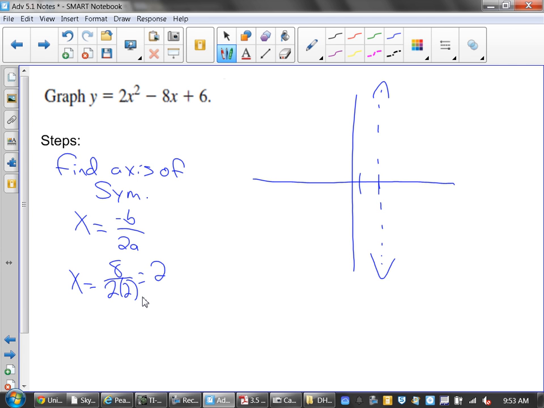What's the opposite of a negative 8? Negative 8 is 8. Right. Isn't the bottom negative? So this is a positive.